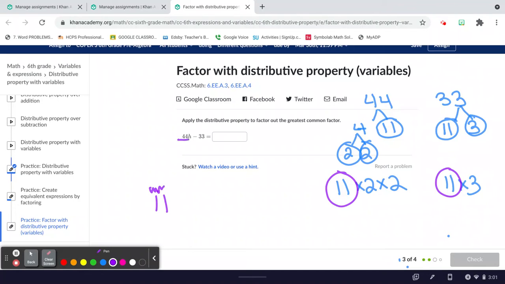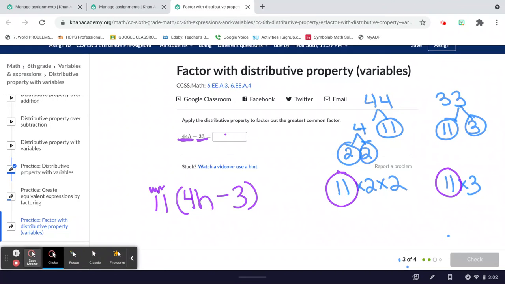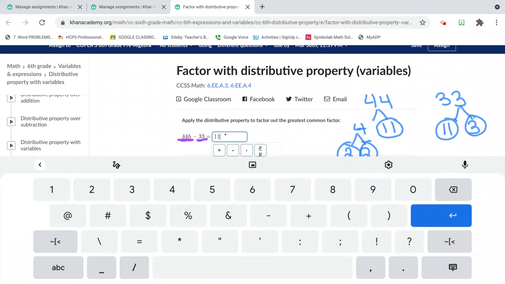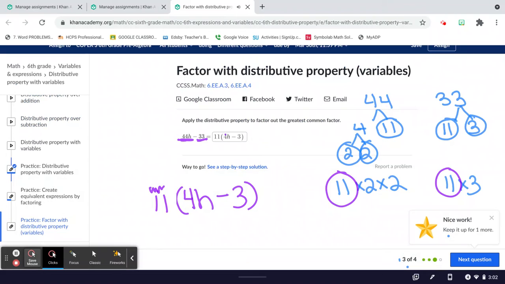So then I say, hey, what is 44 divided by 11? It's 4, and I have to put my h back. I put my subtraction sign back. Hey, what is 33 divided by 11? It's 3. So I know my answer is 11, open parentheses, 4h minus 3. Just like that.